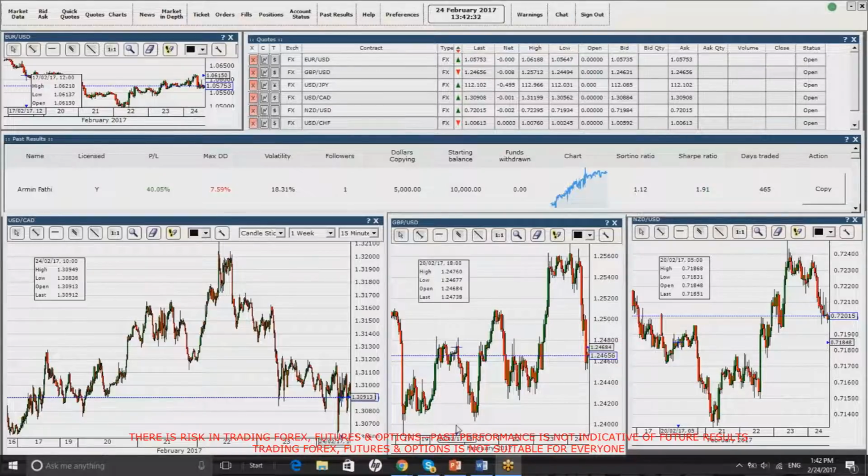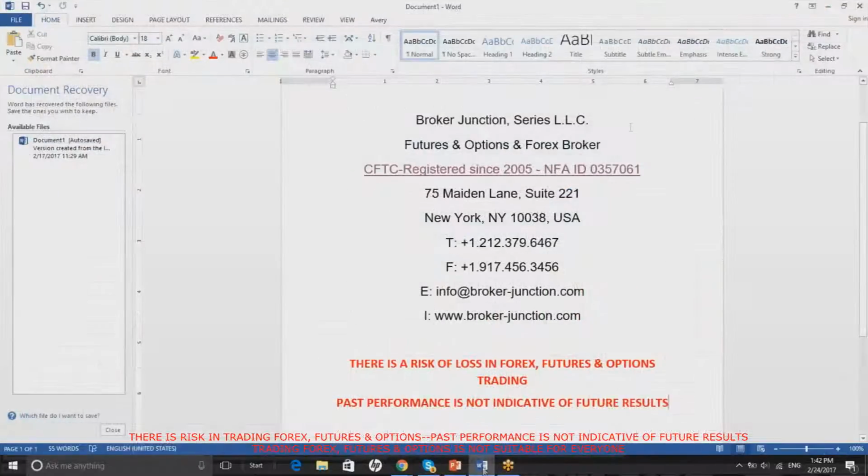Okay, let me get started here. Number one, as you can see, we are Broker Junction Series L.L.C. We are located in the financial district of Manhattan in New York City. We've been CFTC registered since 2005. You see our contact details here as well. Please note there is a risk of loss in Forex futures and options trading. Past performance is not indicative of future results.